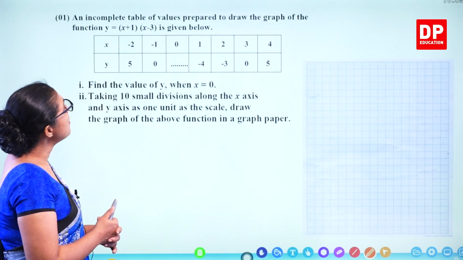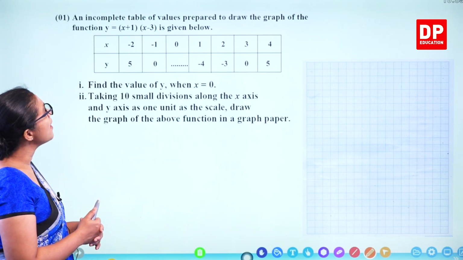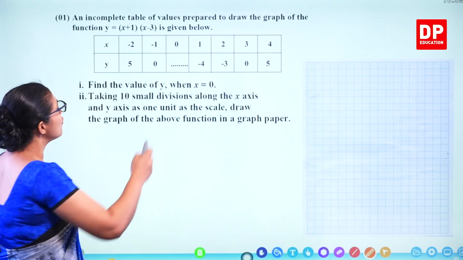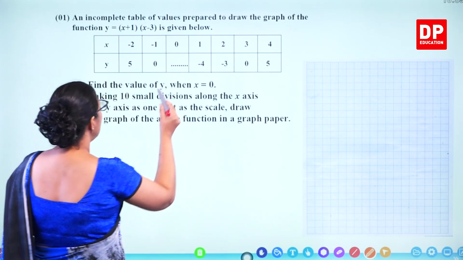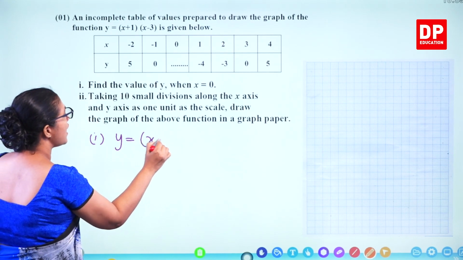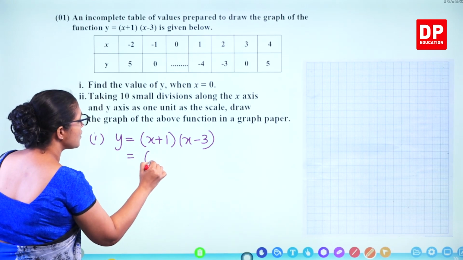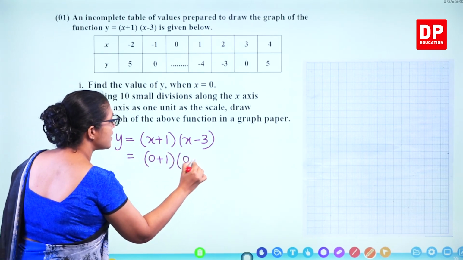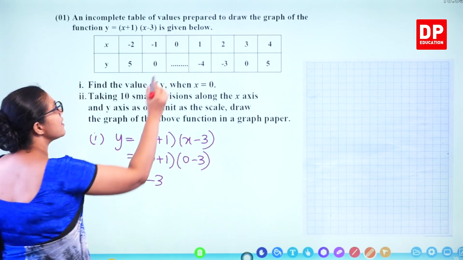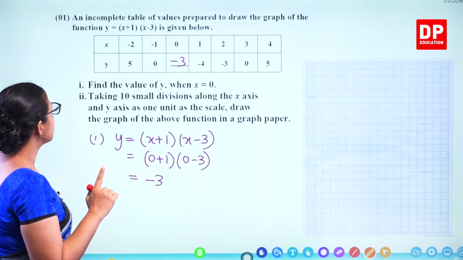An incomplete table of values prepared to draw the graph of the function y equals x plus 1, x minus 3 is given below. Find the value of y when x equals 0. So, that means you are asked to find out this value. How do you do the first part? Substitution. Substitute x equals 0. 0 plus 1, 0 minus 3. So, you get 1 into minus 3, that's minus 3. So, this answer is minus 3. Only 1 mark for that.